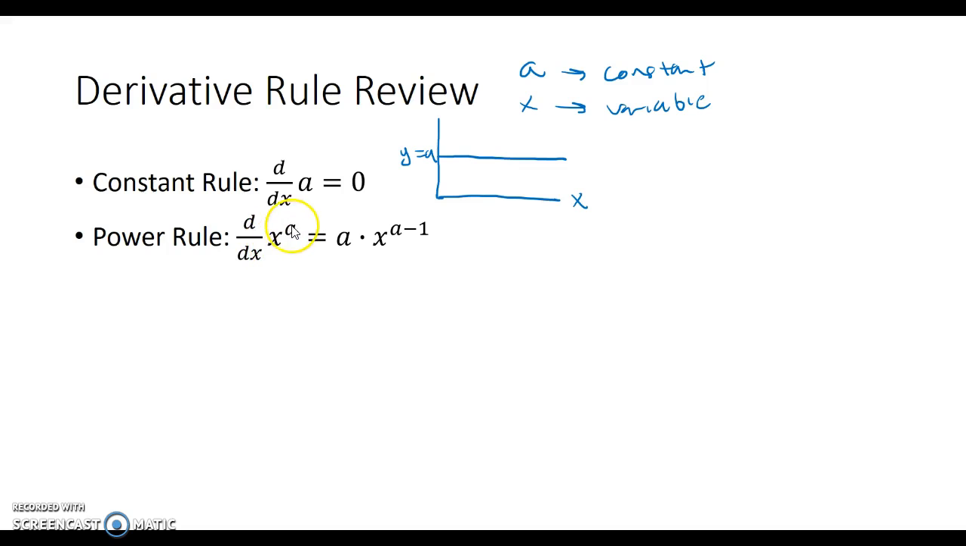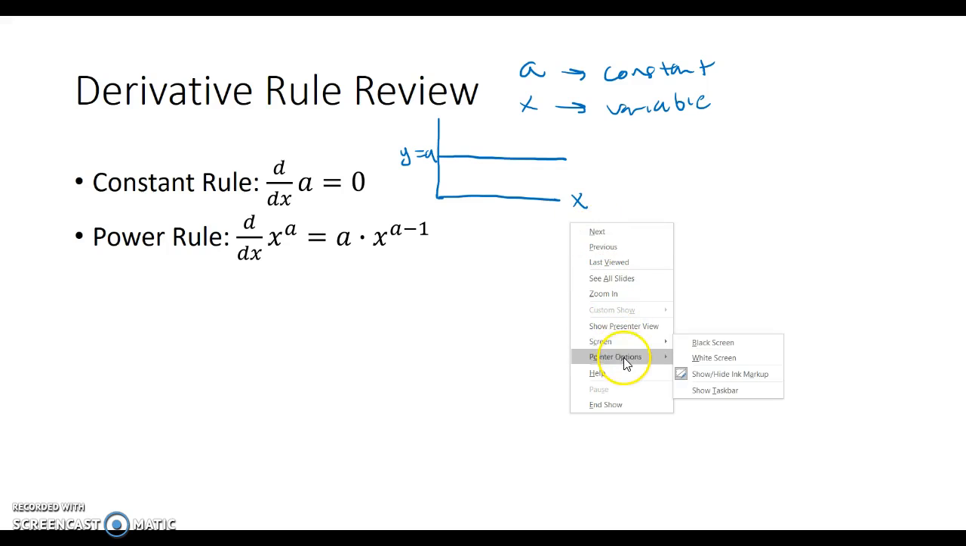Now, the power rule is one of those ones where it becomes a little less intuitive, but if we have x raised to a constant power, x squared, x cubed, x to the fourth, then the derivative of that function is, most people think about this as the exponent comes down, and you subtract 1 from the power. Now, again, a is a constant, that's a number, so the variable is in the base. This is called the power rule because we're dealing with power functions.